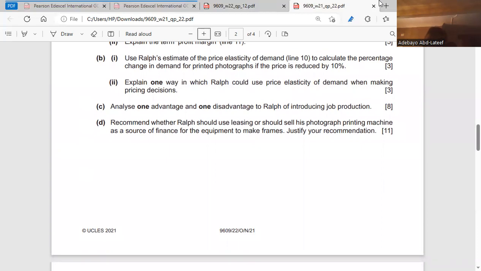Next, analyze one advantage and one disadvantage to Ralph of introducing job production.